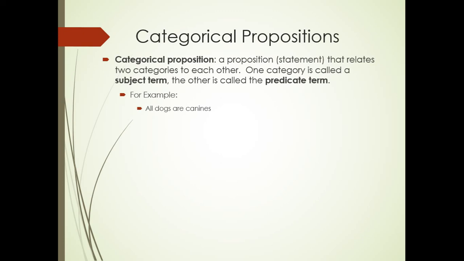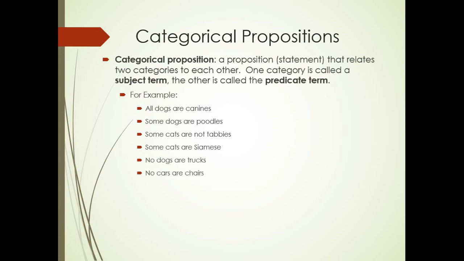All dogs are canines. Some dogs are poodles. So for the first one, dogs is your first category, your subject term. Canines is your predicate term. Some cats are not tabbies. Some cats are Siamese. No dogs are trucks. No cars are chairs. Some cats are not trees. Some people are smart. And all students are awesome. So these would all be various examples of categorical propositions.